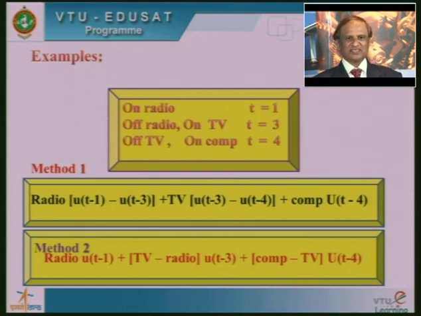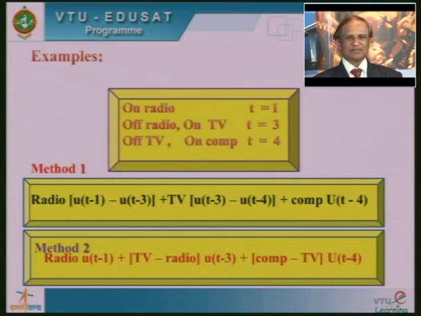It means radio will be on at time t is equal to 1. Plus TV minus radio: TV will be on, radio will be off at time t is equal to 3. That's why I have written u of t minus 3 in the bracket with the red color. Plus computer minus TV within the bracket: computer will be on, TV will be off at time t is equal to 4. Is it clear? Again, it is an analogy.